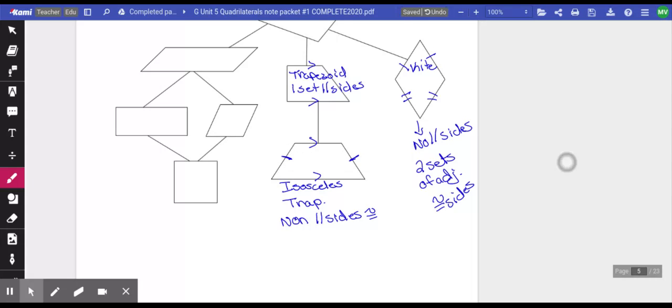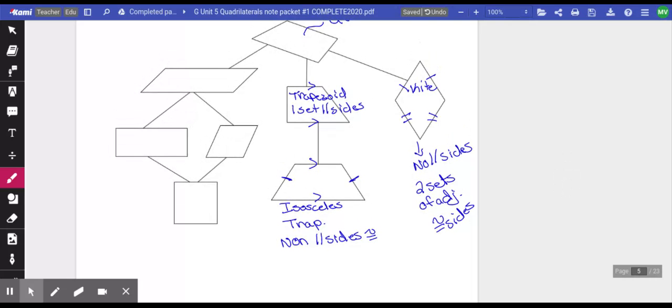Now, the most special type all fall under our parallelogram. So a parallelogram has two sets of parallel sides. Top and bottom, and left and right. Underneath the parallelogram, we have a rectangle. So a rectangle has opposite sides parallel. It also has all right angles.